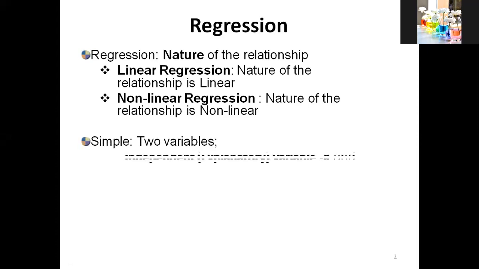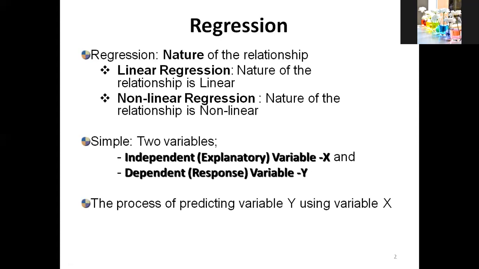When you talk about simple regression, we are considering only two variables, x and y variable. These two variables have specific names. X is called the independent variable or explanatory variable. Y is called the dependent variable or response variable. Right? So independent variable or explanatory variable, dependent variable or response variable.